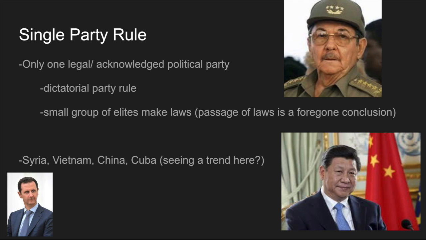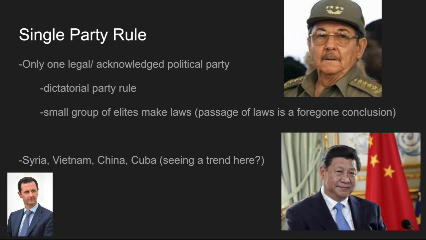Small group of elites are going to make the laws. So in this case, it's going to be the Castro family. In this case, it'll be the al-Assad family. In this case, it's the Chinese Communist Party. They are going to make all of the laws. Decisions are made beforehand. Any sort of debate over them is solely for show. There's not going to be any sort of substantive debate. And the laws are there largely to keep whatever single party is in power.